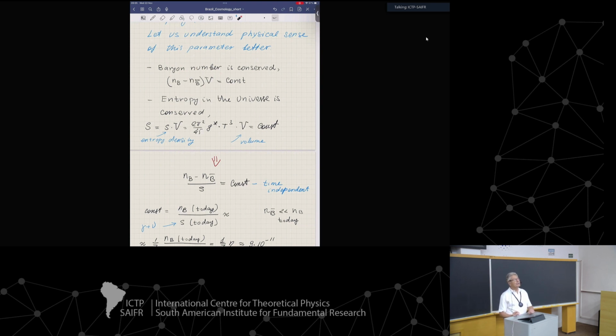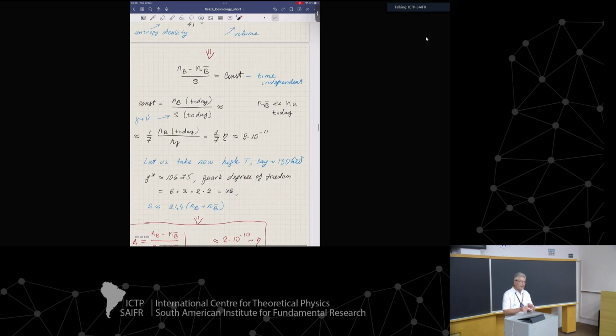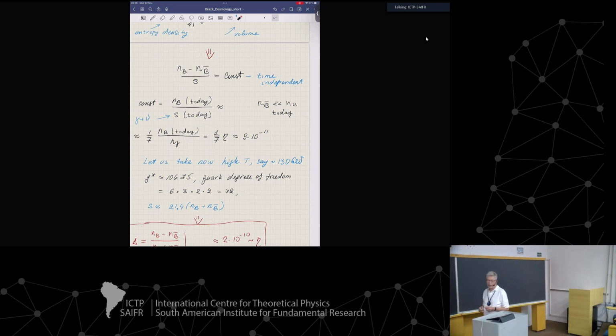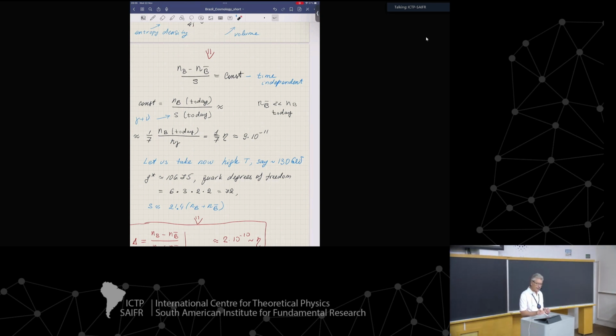Also, when we discussed the hot universe, we know that the entropy is conserved. So if you take the entropy of the universe, the number of degrees of freedom times temperature cubed times volume, this is also a constant. And so we conclude from here that this ratio, baryon density minus antibaryon density divided by total entropy, is constant and is time independent. Okay?